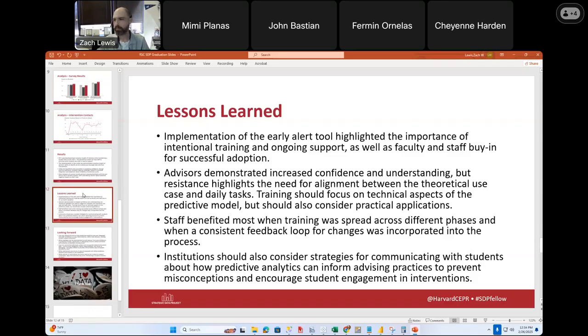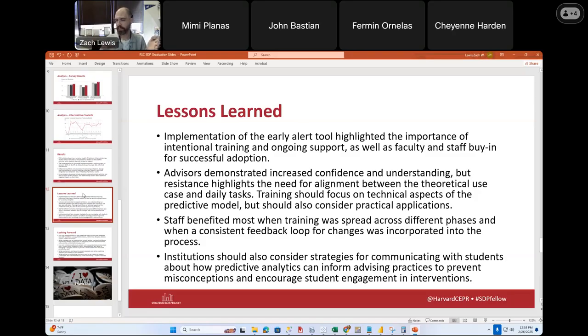So I covered some of this in those comments that I was just making, but certainly the lessons that we learned and things that we would hope other institutions who might want to engage in a similar body of work would take from this would be that the implementation of these early alert tools really highlighted for us the need for really intentional collaborative efforts along the way. Initially in this work, we were somewhat naive in thinking that everybody would be on board with this because why not? It's going to be great, right?